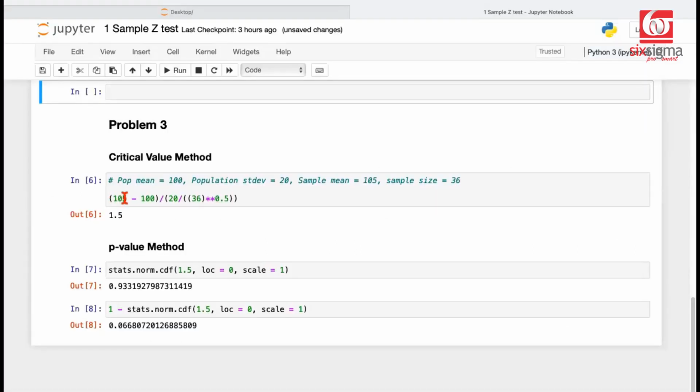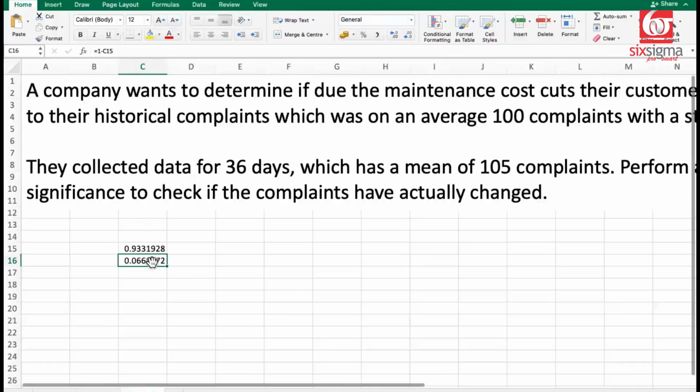The sample mean is 105. The population mean is 100. Population standard deviation is 20. Sample size is 36. We've taken a square root. This computes to 1.5. And if you plug it into the formula, once again, we'll have to do a 1 minus in this case since we're calculating the area to the right. So we calculated the area and we've done 1 minus to get the area to the right. And then we are comparing it with the right tail, which is only 0.025. Of course, you can see this is 0.066, as you could see here. So all the answers exactly match.